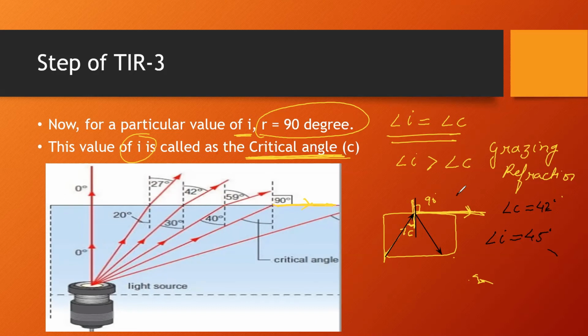Okay, one more thing to remember: total internal reflection is only possible when the ray of light is passing from a denser medium to a rarer medium, right? It won't happen when it goes from rarer to denser. It will only happen when it goes from denser to rarer, and the internally reflected light rays will get reflected inside the denser medium itself.